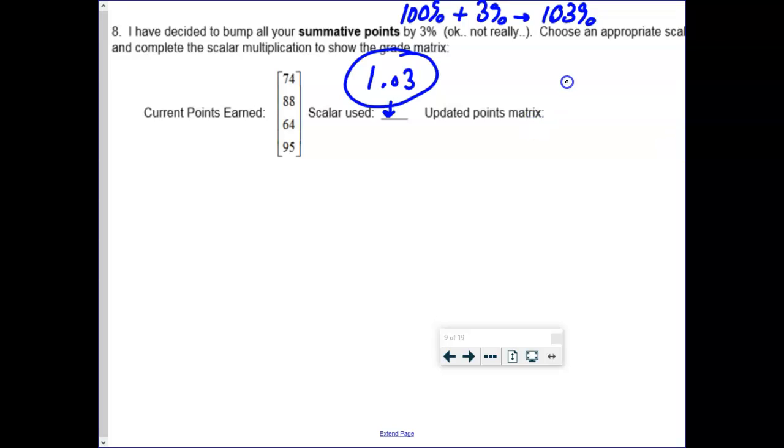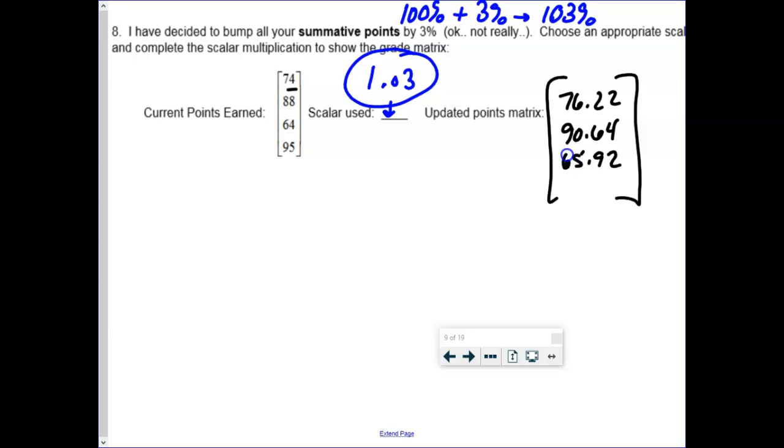Now we're going to get some more feasible answers, guys. If you multiply all of these, and you don't have to do this as a matrix on your calculator. It's only 4 values, so you can just hand calculate everything multiplied by 1.03. I think you get a 76.22. Does that sound like a more appropriate boost in that kid's score? Okay, that makes more sense. 90.64, a 65.92, and a 97.85.